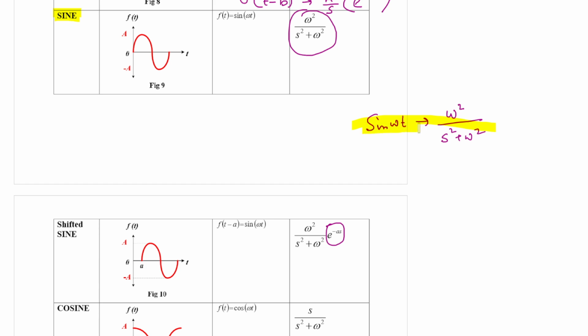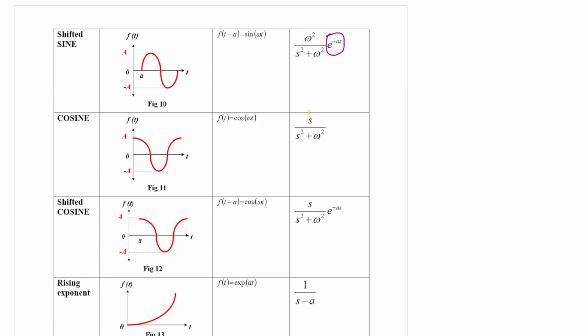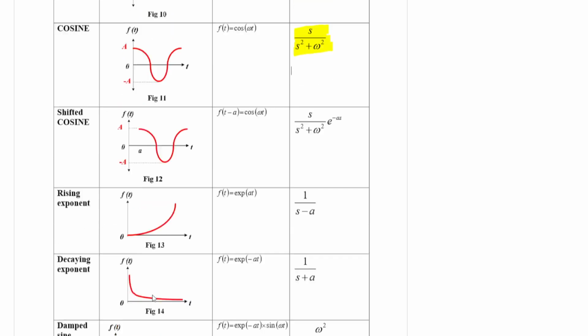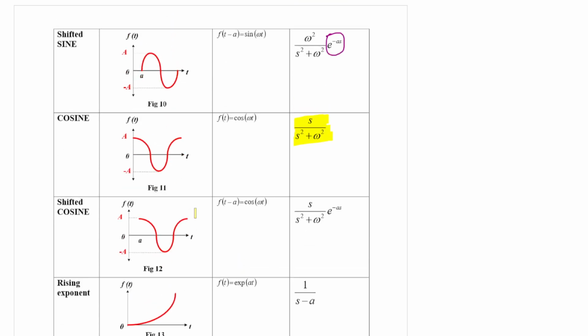Now secondly, the most known sinusoid is cosine. So if we have cosine, its Laplace transform is s by s square plus omega square. This is the Laplace transform of the cosine. Similarly, if we consider a shifted cosine like this, it should be multiplied with that factor e to the power minus as.